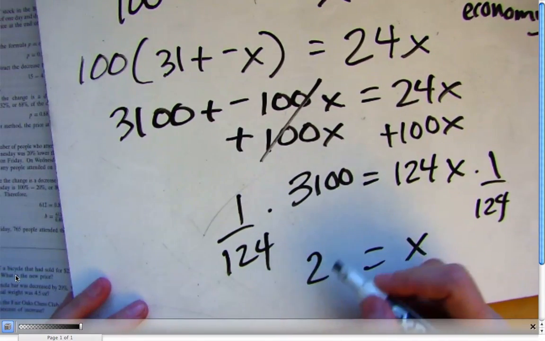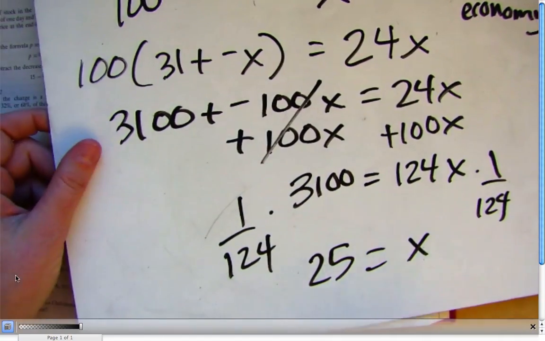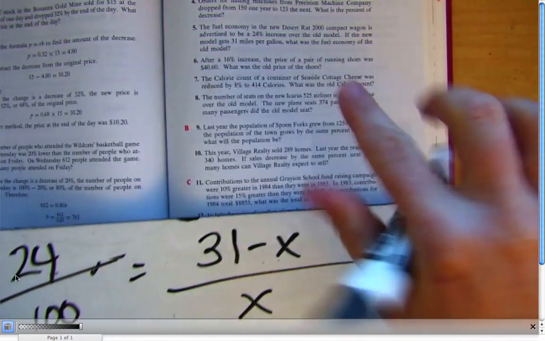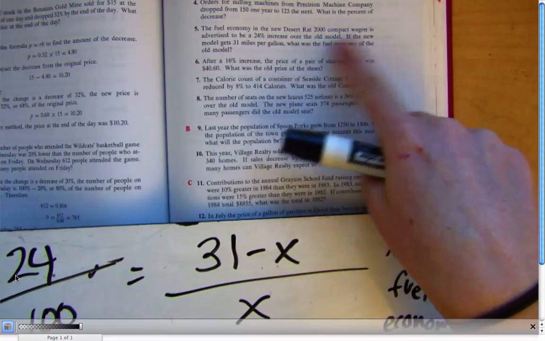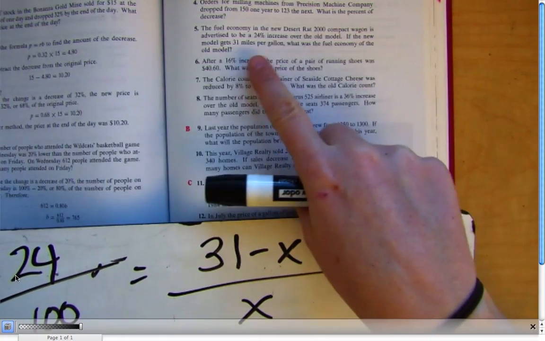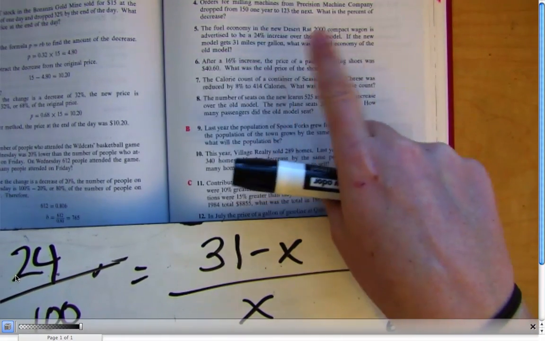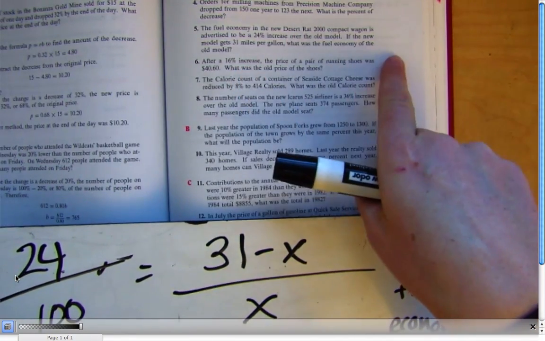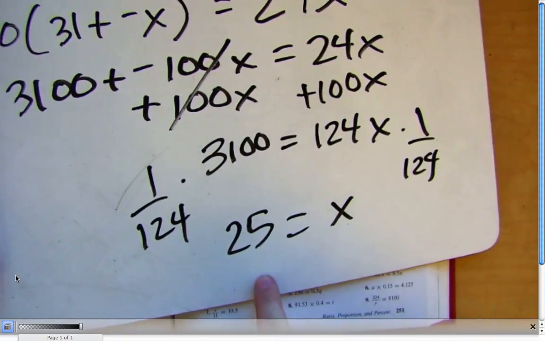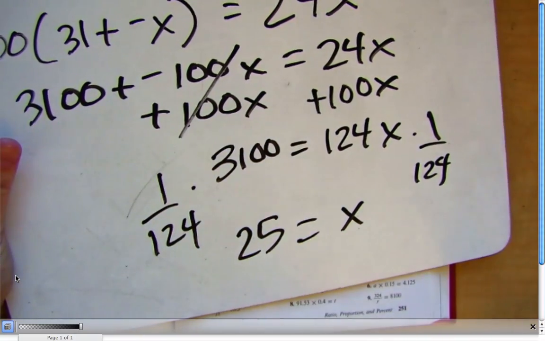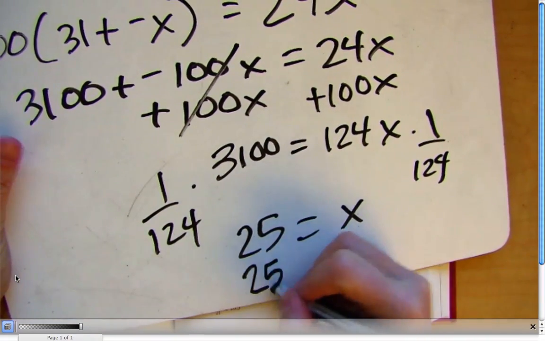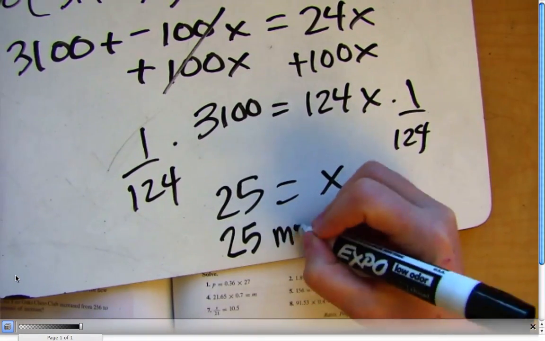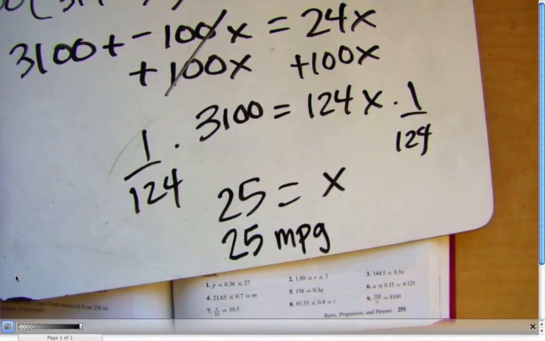And I get 25. So that makes sense because, remember the original problem, it said the fuel economy in that random name car is advertised to be 24% increase over the old model. The new one is 31 miles per gallon. What is the old one? So the old one being 25 makes sense. It went from 25 to 31. That's a reasonable increase. So I would keep 25. Remember my units was miles per gallon, which you can abbreviate as mpg.